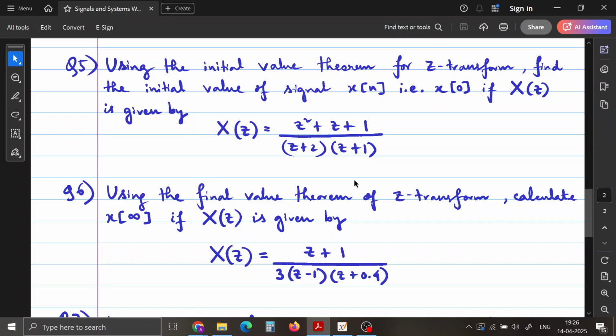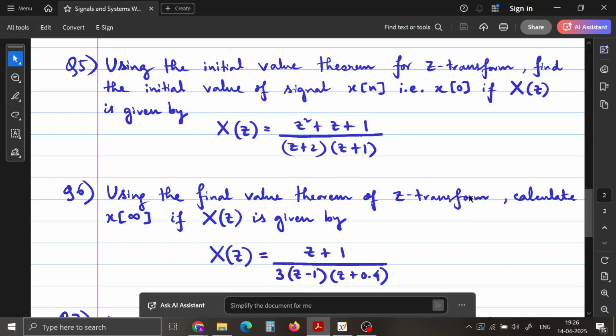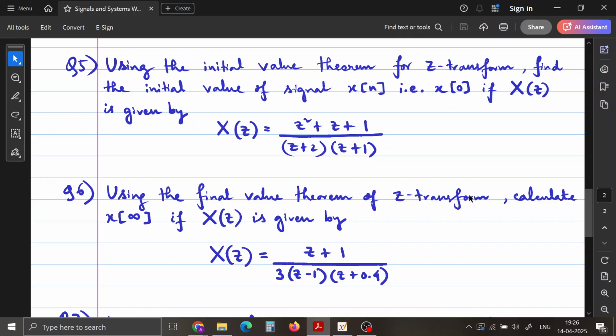And again, for completeness, you can explicitly derive its inverse Z transform. You can obtain small x of n, the actual general form of x of n for question number 6, and then evaluate it at n equals infinity to see what happens, to verify the theorem.